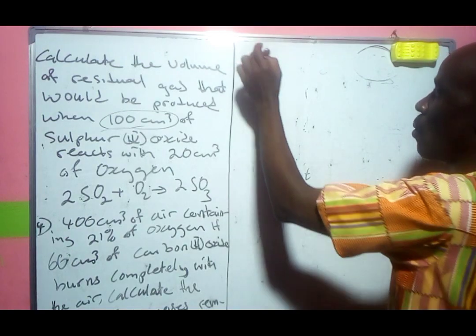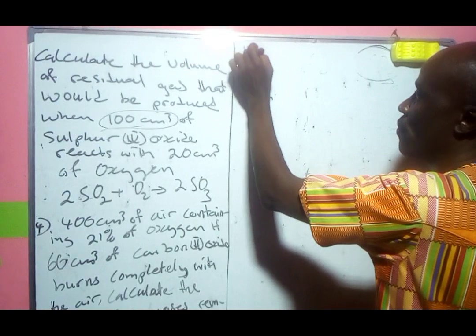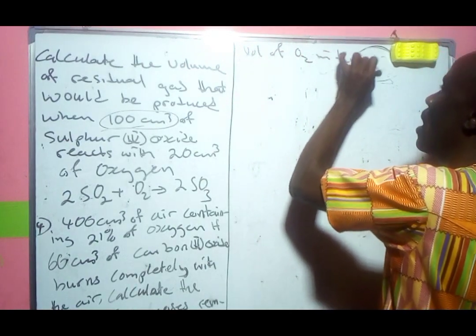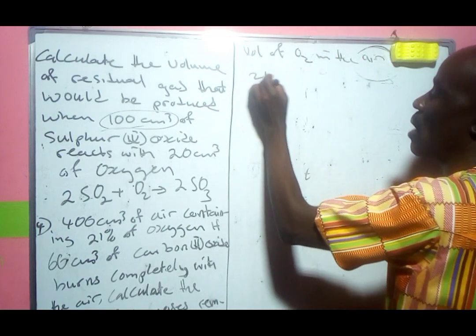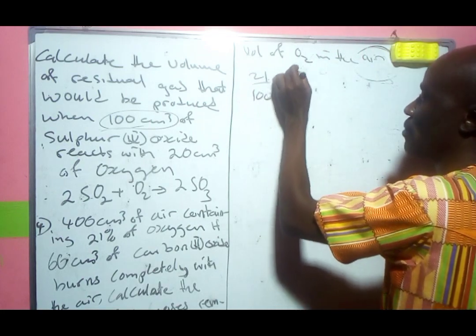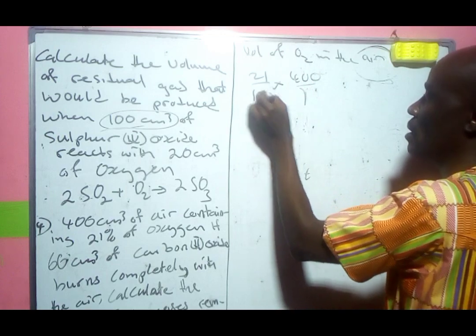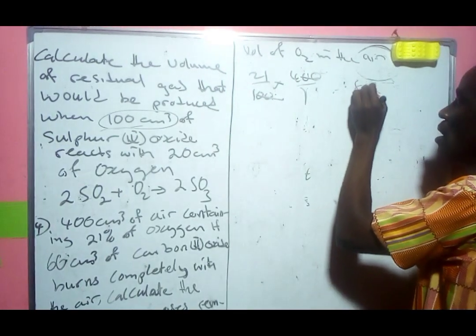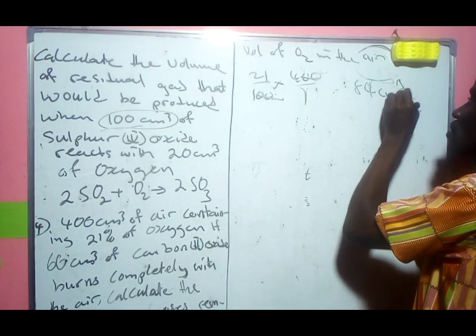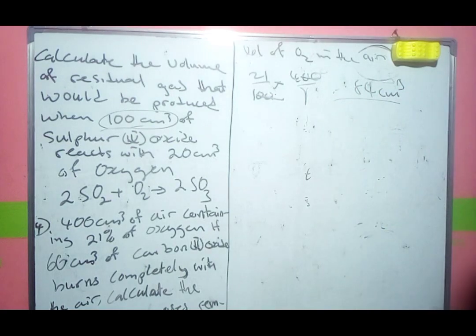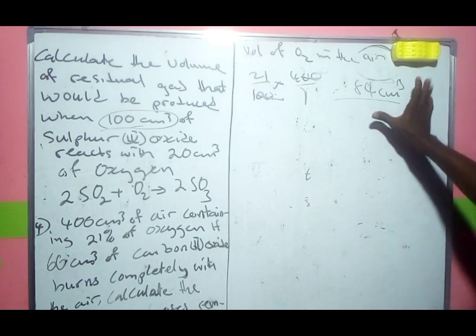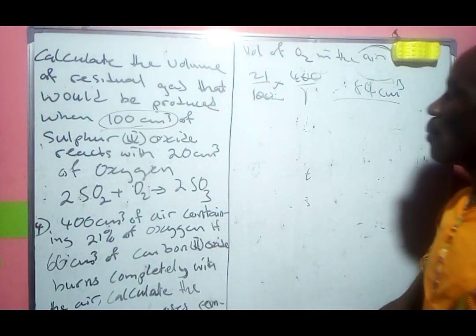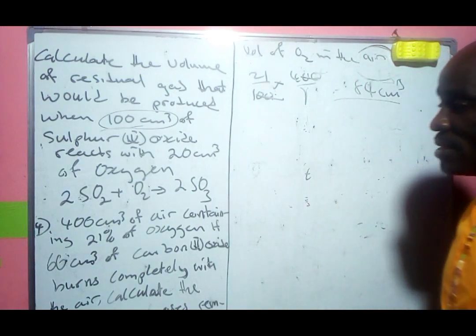Oxygen. So the volume of oxygen in the air will be 21 over 100 times 400 over 1. The 100 will cancel out, and we multiply 4 by 21, which gives 84 cm³. That is the volume of oxygen in the air in question. So now we have the volume of oxygen that is in that air.